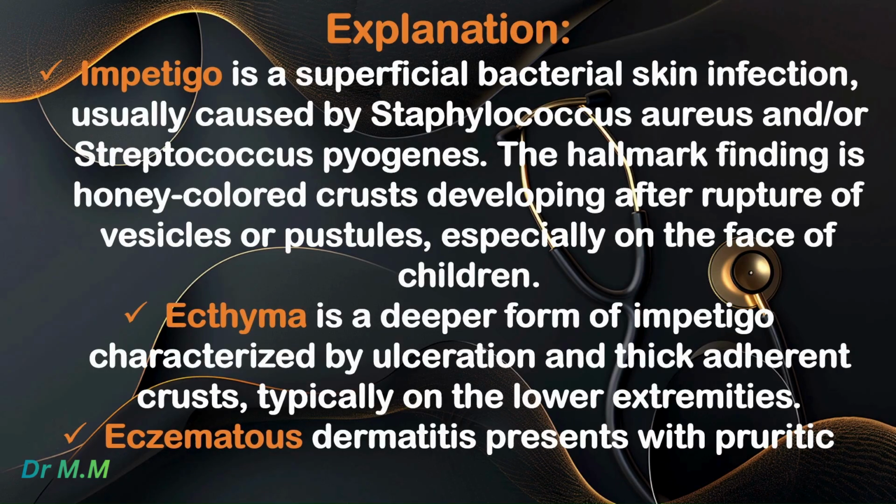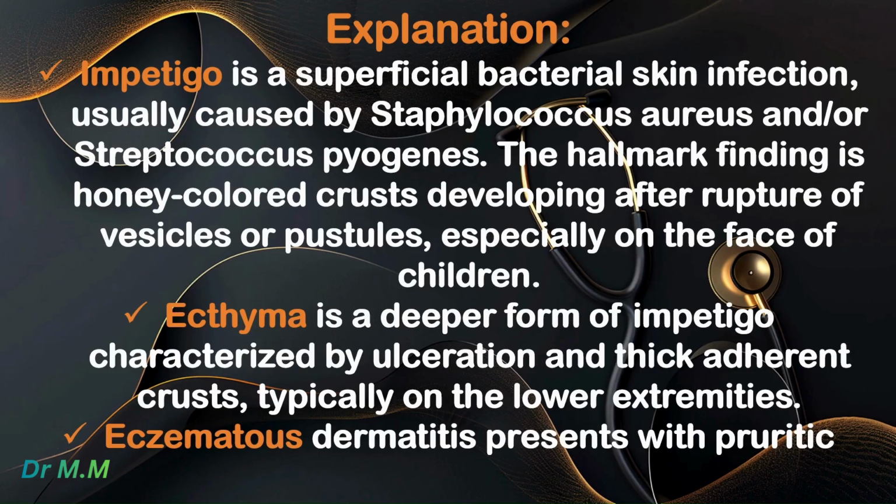Impetigo. Explanation. Impetigo is a superficial bacterial skin infection, usually caused by Staphylococcus aureus and/or Streptococcus pyogenes. The hallmark finding is honey-colored crusts developing after rupture of vesicles or pustules, especially on the face of children. Ecthyma is a deeper form of impetigo characterized by ulceration and thick adherent crusts, typically on the lower extremities.